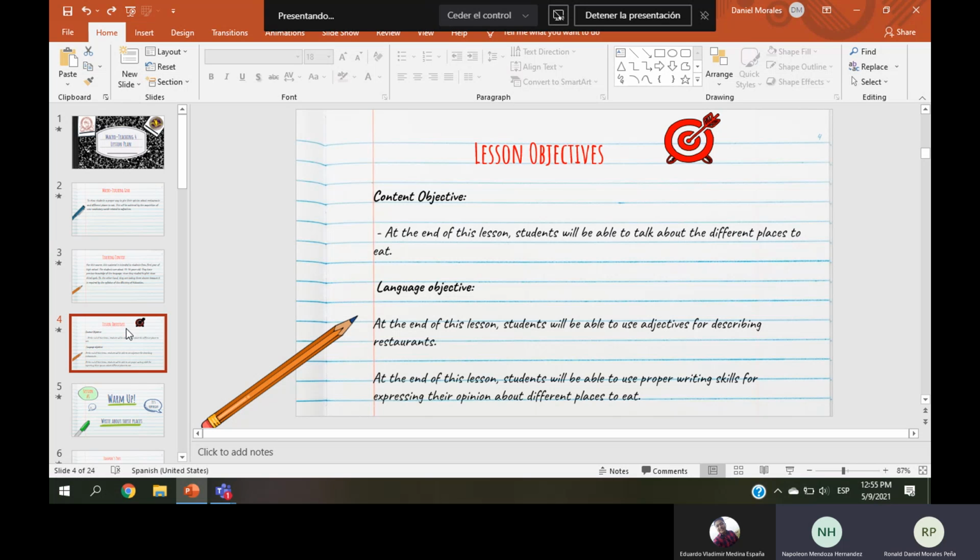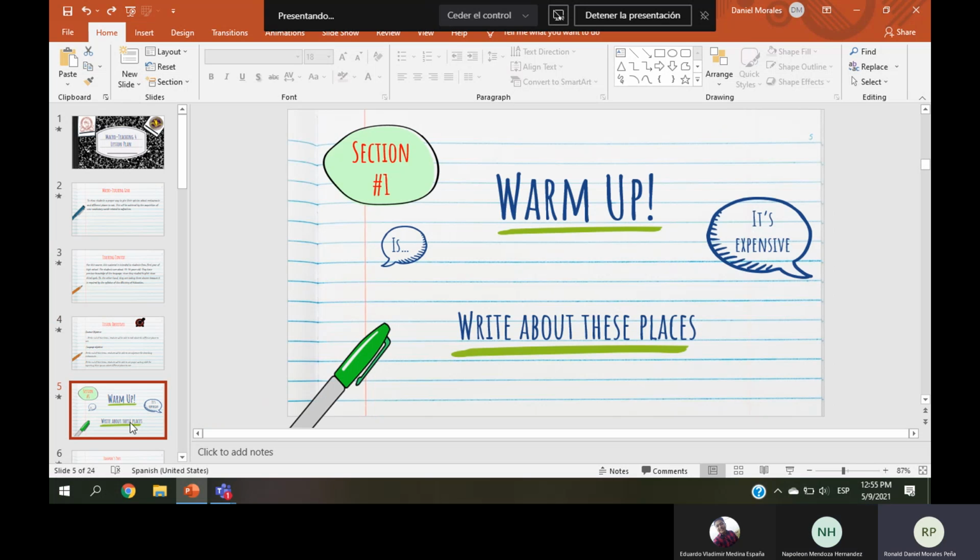Okay, now with that out of the way, we are going to move to section number one. The first section is a warm-up. So here is the lesson plan. Good morning, students, and welcome back to yet another lesson. This time, we are going to use the knowledge that we have acquired in the previous lesson, and we are going to talk about these places.